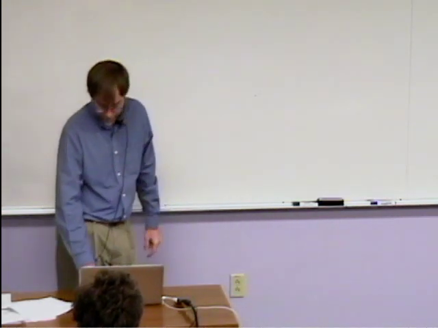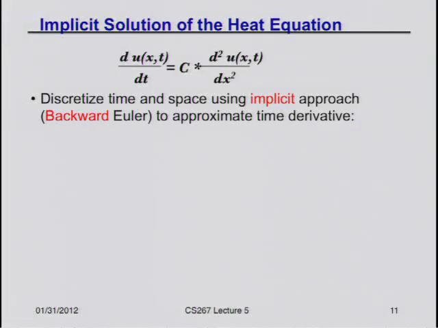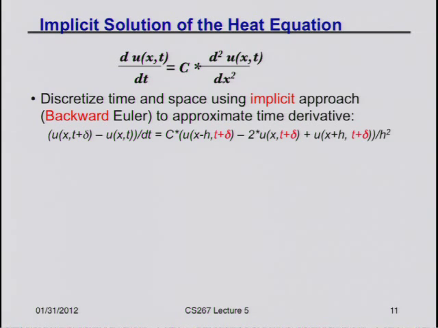So there it is again. I'm going to discretize time and space just as I did before, take mesh points in the x direction, take mesh points in the t direction. And now I'm going to use, instead of forward Euler, instead of approximating the derivative at the current time step, I'll approximate it at the next time step. And so here's the algebra.